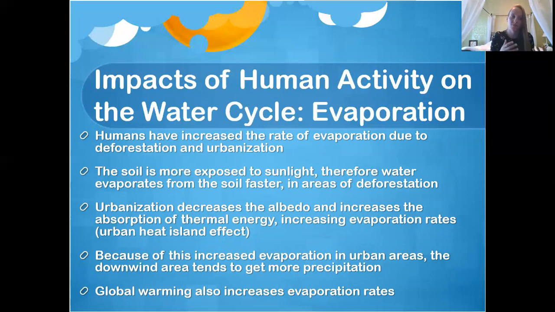And the more solar radiation and energy it absorbs, the more it heats up and the more evaporation happens. We also get something called the urban heat island effect because of urbanization. Essentially, because of the higher rates of evaporation in urban areas, all of that water evaporates, then condenses in the atmosphere, and you get more precipitation downwind from that urban area. Global warming has also increased evaporation rates, again, just because the warmer it is, the faster evaporation occurs.